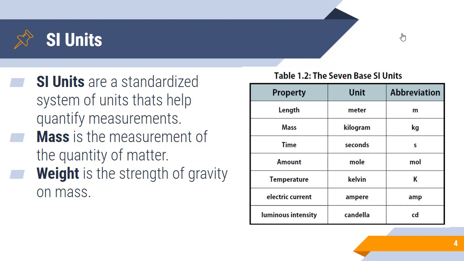Now, when we talk about mass, keep in mind that mass is a measurement of the quantity of matter. As we have more atoms, we have more mass. That's not to be confused with weight, which is the strength of gravity on mass. So when you put yourself on a scale, it puts it into pounds. That has to do with gravity's effect on the mass of your body. Remember, the mass of something is just how much matter it has. Weight is a little bit different, as it is the strength of gravity on that mass.